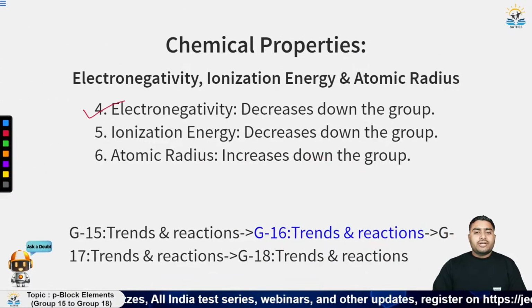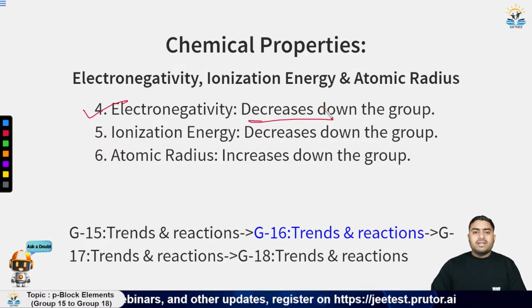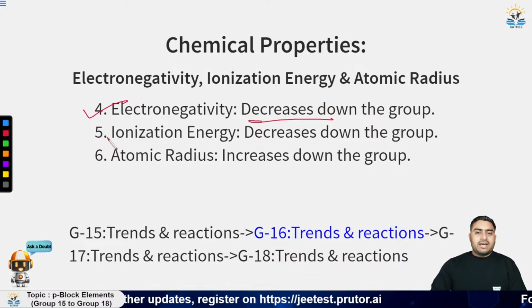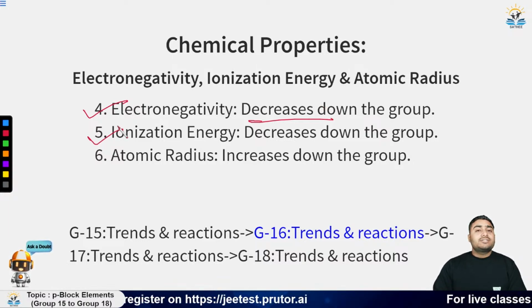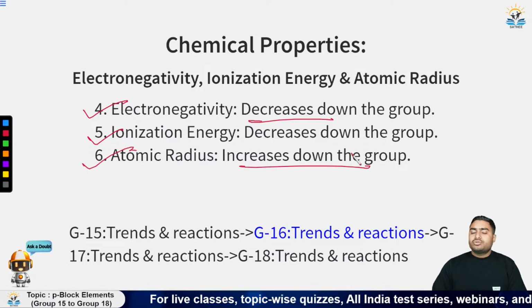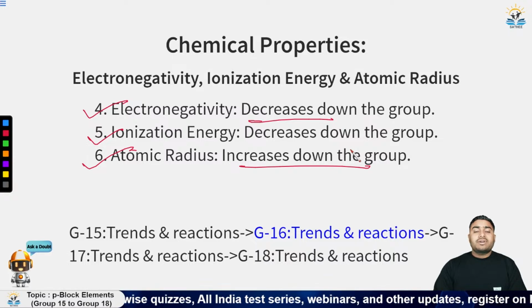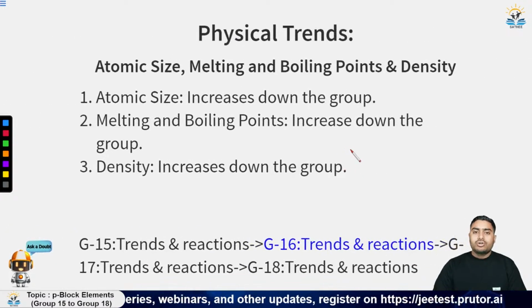Now let's move to electronegativity. Electronegativity decreases down the group, we know very well. So oxygen is more electronegative as compared to other elements. Ionization energy decreases down the group, so oxygen has more ionization energy as compared to the other elements. Atomic radius increases down the group because, although effective nuclear charge also increases, due to the addition of new shells, size and atomic radius increase.